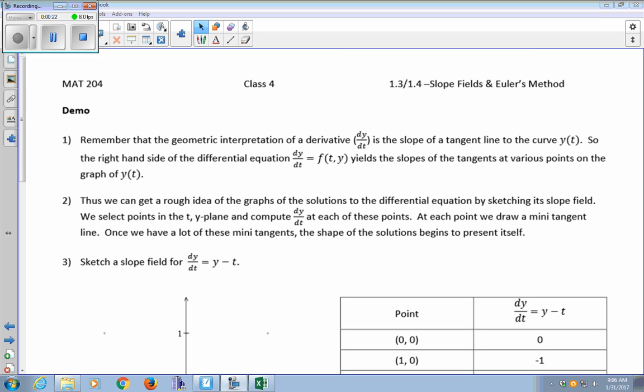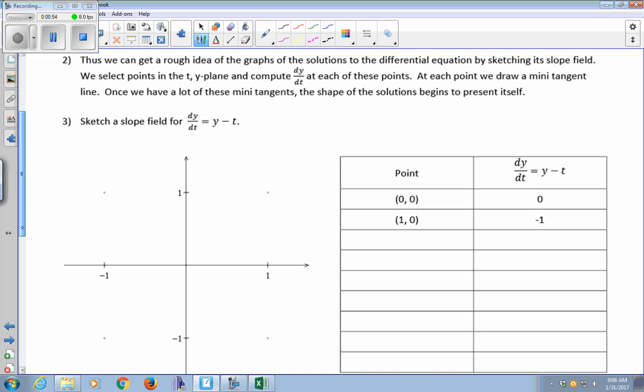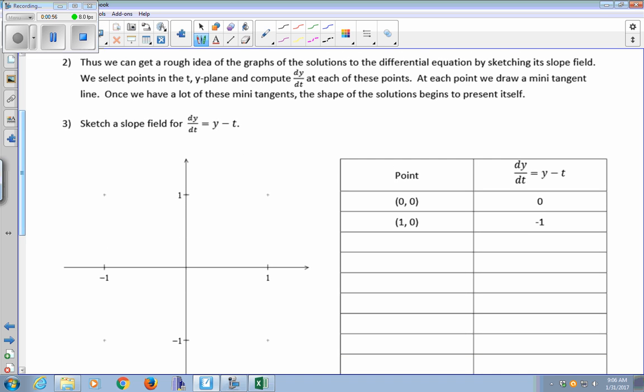So remember that the geometric interpretation of a derivative from Calc 1 is that the derivative, dy/dt, is the slope of a tangent line. That's the slope of a line tangent to the curve y of t. So the right-hand side of a differential equation, anything that's on the right-hand side, it's got some t's and some y's in it, it tells you slopes at various points. You can plug in a t and a y and find out a slope at various points on the graph.